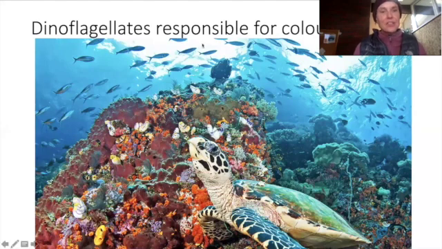And dinoflagellates are responsible for the spectacular colors of coral reef. It's not the cnidarians. The cnidarians are kind of see-through, but the dinoflagellates have spectacular pigmentation. And really, it's the dinoflagellates that make these systems so unique and so wonderful.